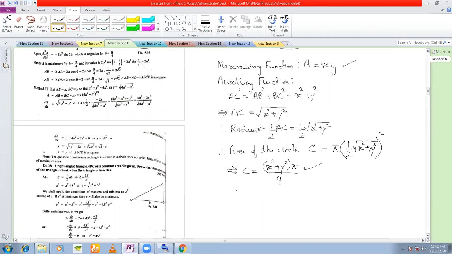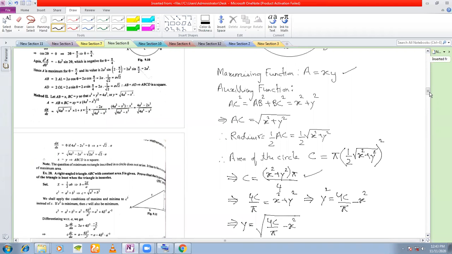Okay, so what you do here is you find y in terms of x from here. So you get 4c by pi is equal to x square plus y square. Therefore, what do you get? You get y square is equal to 4c by pi minus x square. Therefore, y is root over 4c by pi minus x square. Okay, so we got the value of y.